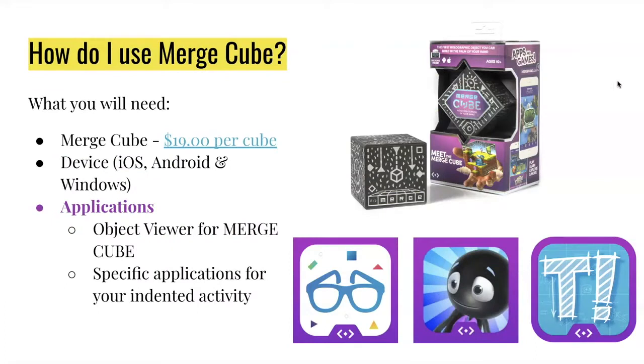So in order to use a merge cube, the first thing that you need to do is you've got to purchase one. And so that's kind of the downside to this, is that it does cost money. Typically they're sold for about $19 per cube. But I did see that Walmart also sells them and they're at a little bit more of a discounted price.